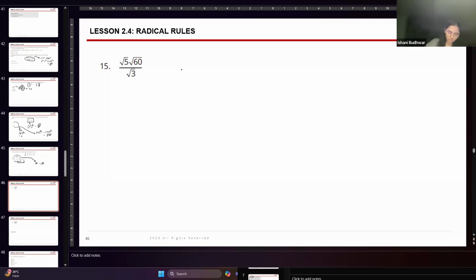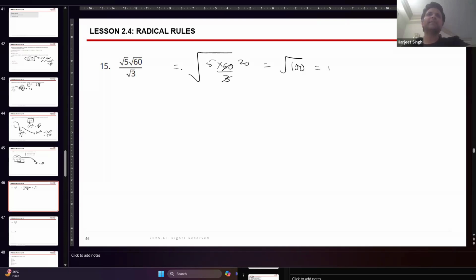How do we solve this? Can I take everything under the root? Yeah. So 5 into 60 divided by 3, so it's root of 100, which is 10. So if you have the same power everywhere, you can put all the terms under the same power.